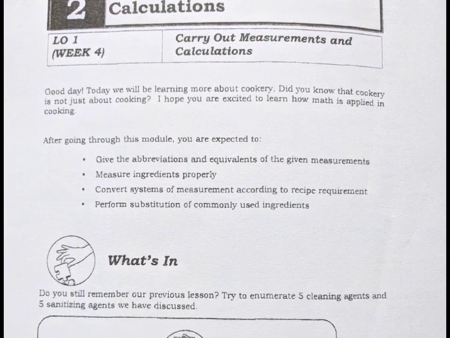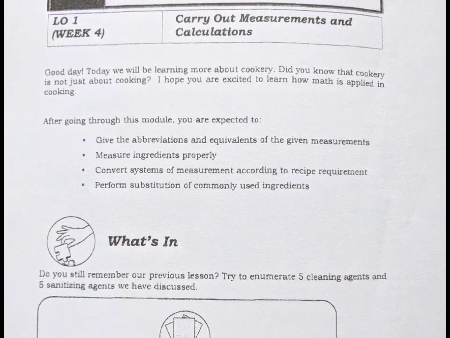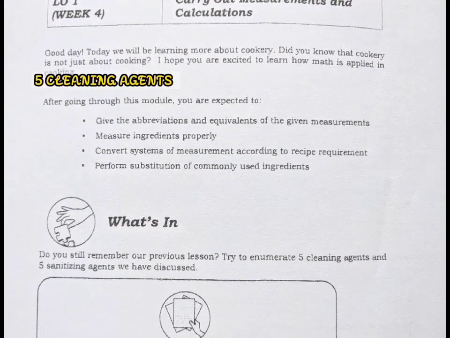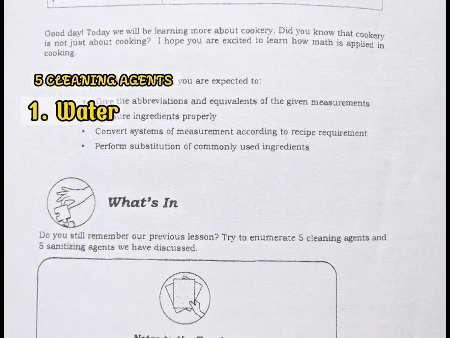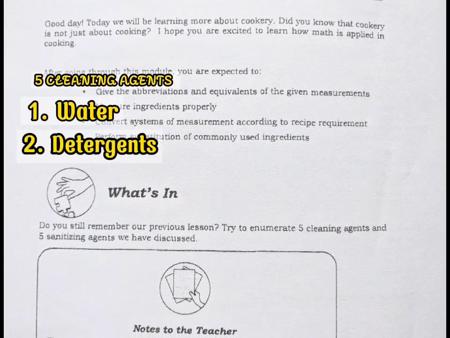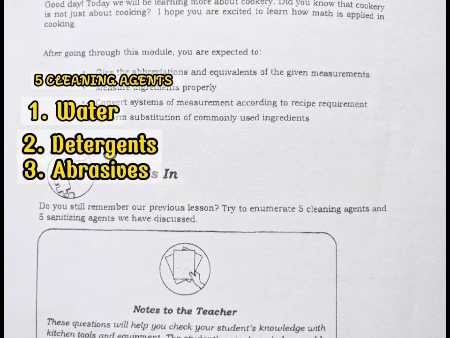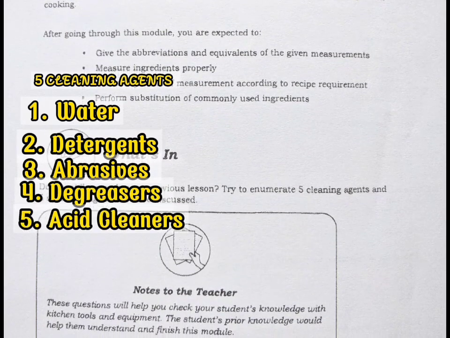Do you still remember our previous lesson? Try to enumerate 5 cleaning agents and 5 sanitizing agents we have discussed. These are some cleaning agents we have discussed before. 1. Water. 2. Detergents. 3. Abrasives. 4. Degreasers. 5. Acid cleaners.